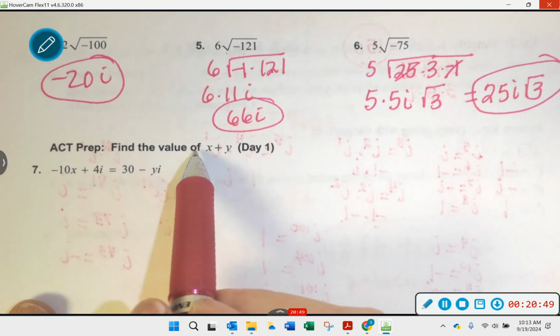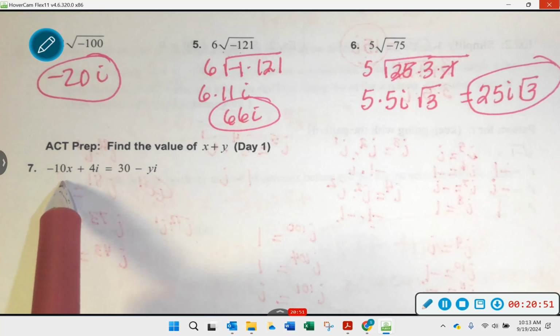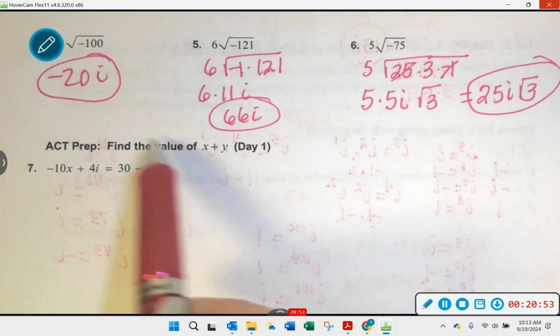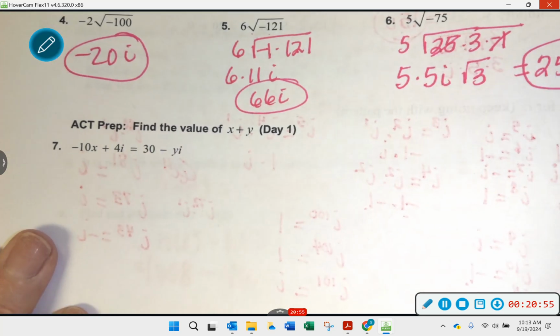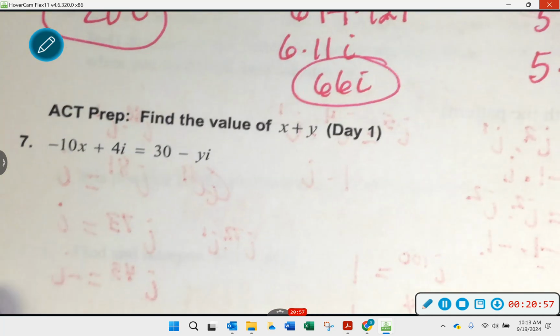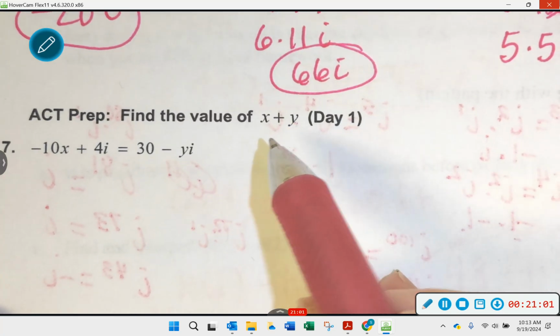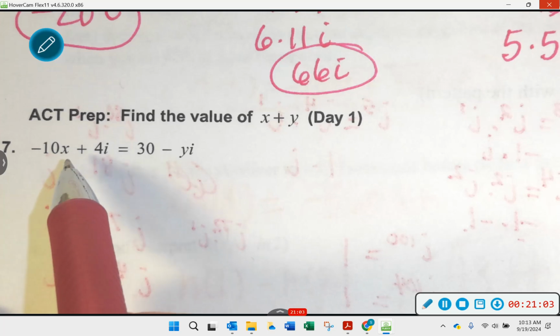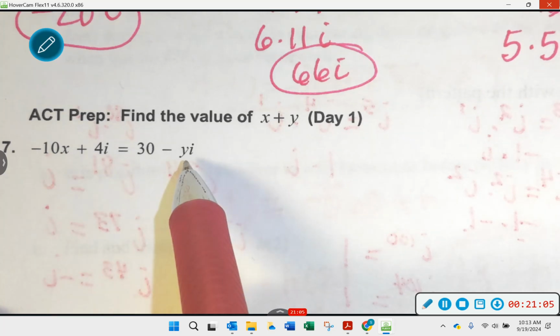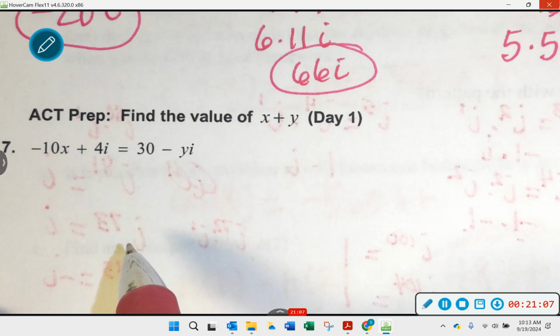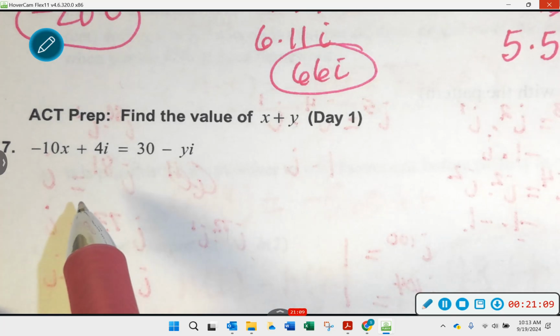All right, ACT prep kind of question. They give you something you've never really seen before, and they ask you to find the value of x plus y. So they're asking us really to find x and to find y, and then to add them. Does anybody have any idea on how we could start this?